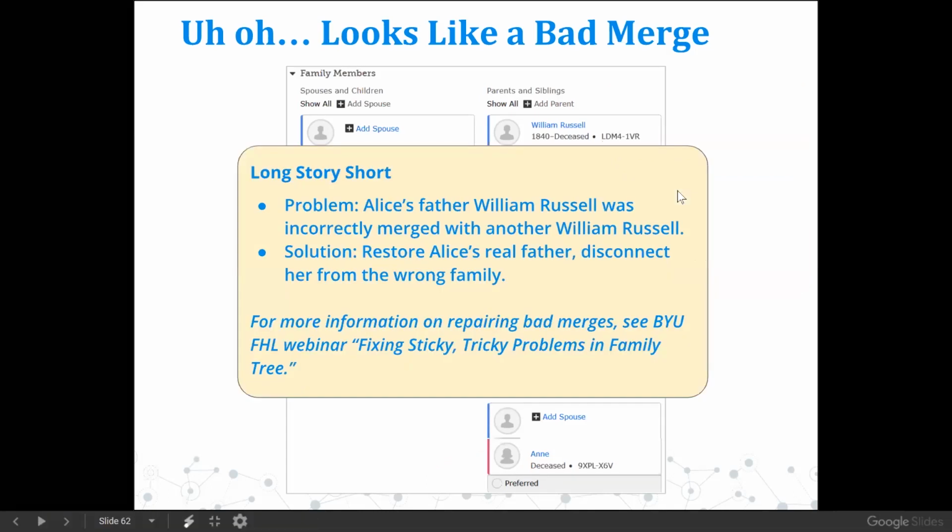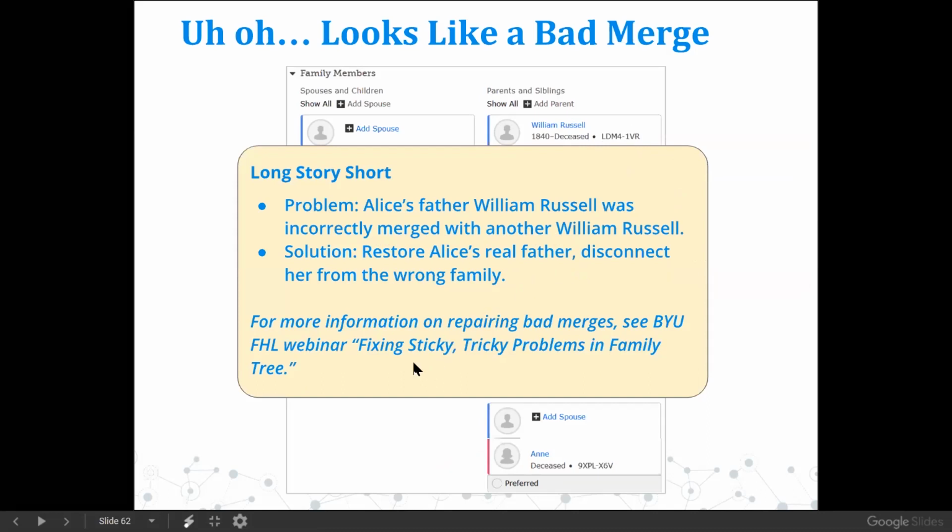To make a long story short, I dug into this and found that the problem was that Alice's father, William Russell, was incorrectly merged with a different William Russell, who was a totally different person. He was the William that married Annie Cope, not the William who married Annie Hollingsworth. So the solution was to restore Alice's real father and disconnect her from the wrong family.